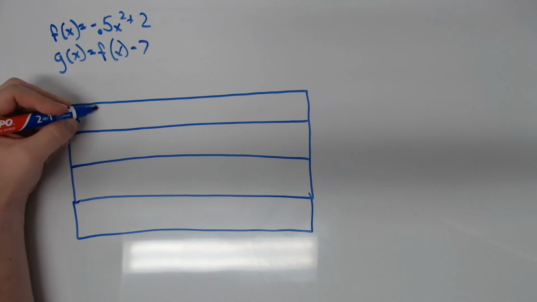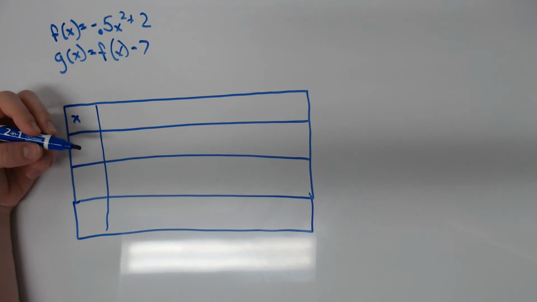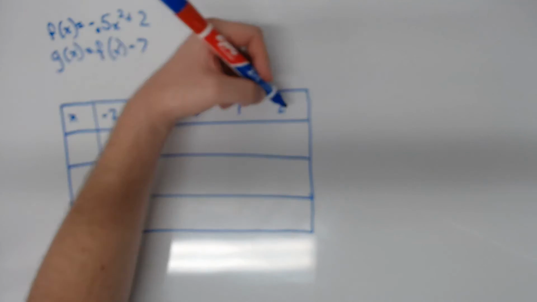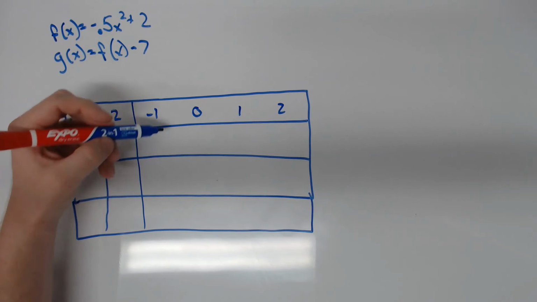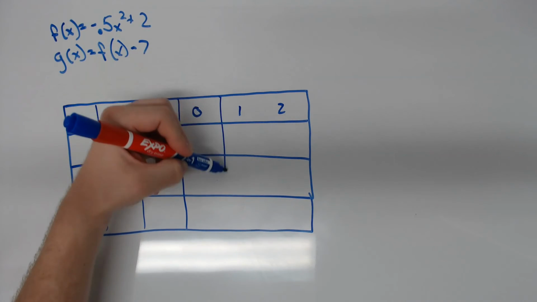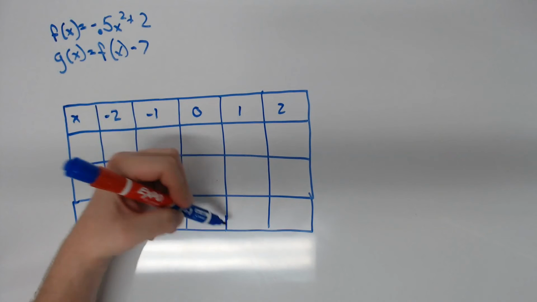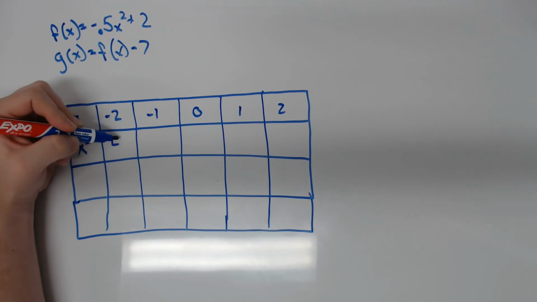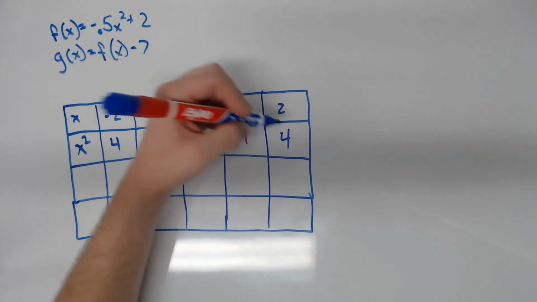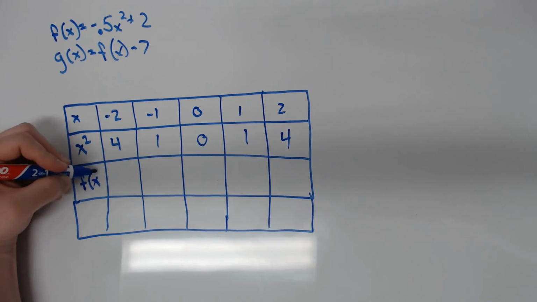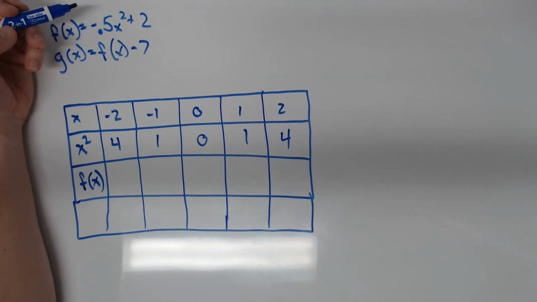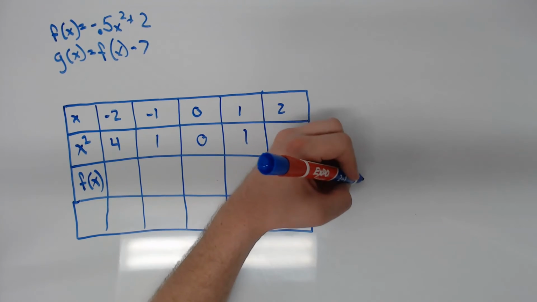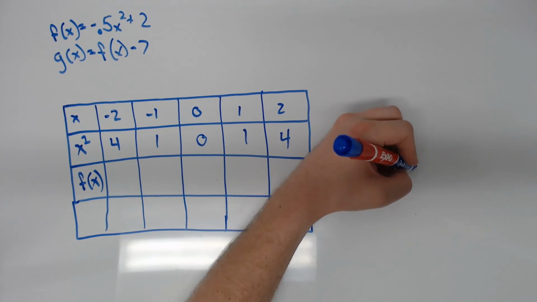So x, I'm gonna do our same 5 numbers. -2, -1, 0, 1, 2. And then we'll do our parent function, x squared. All right, that's going to be 4, 1, 0, 1, 4. Now f of x, what does f of x do? Well, first we do what it's multiplied by, so times -0.5, then plus 2.